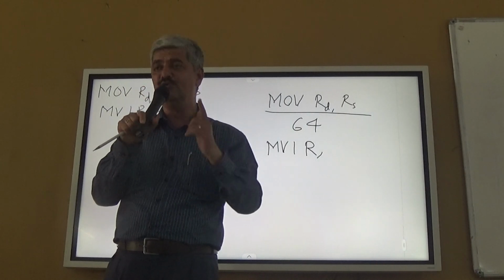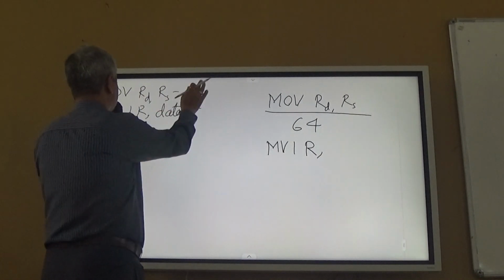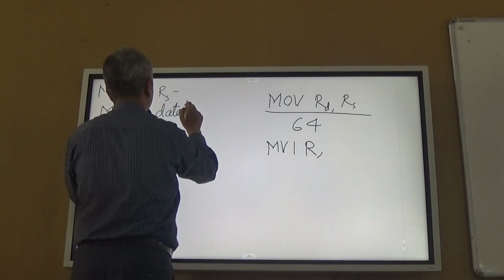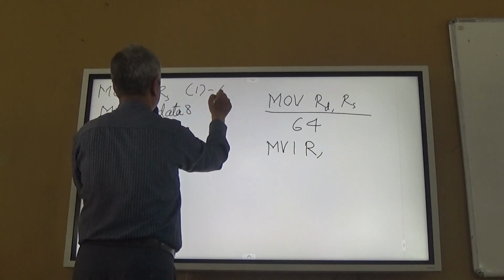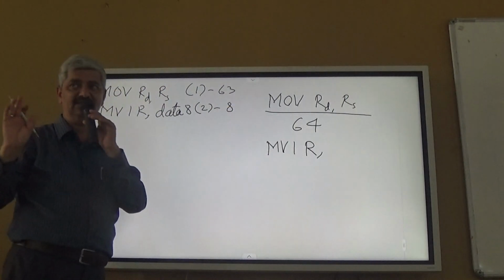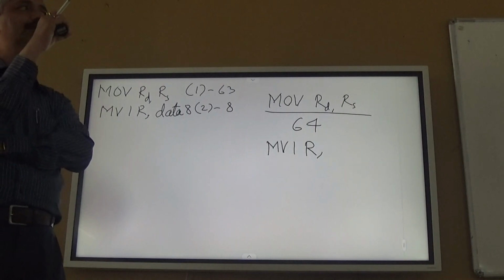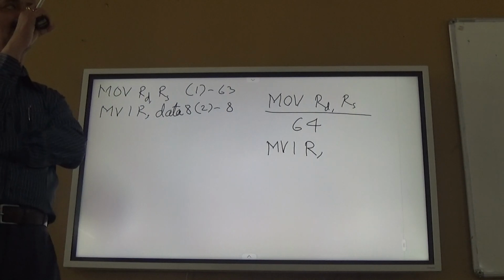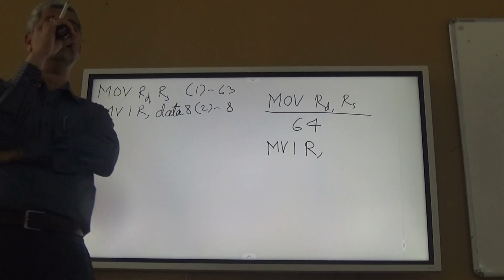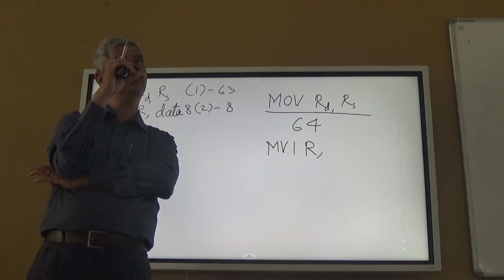MVI M, MVI R, data 8. So all these are 1 byte instructions. I also write: these are 1 byte instructions and 63 such instructions are there. These are 2 byte instructions and 8 such instructions are there. Is it right? MVI. So these are data transfer, inter-register, data initialization is some part of data transfer, immediate movement.